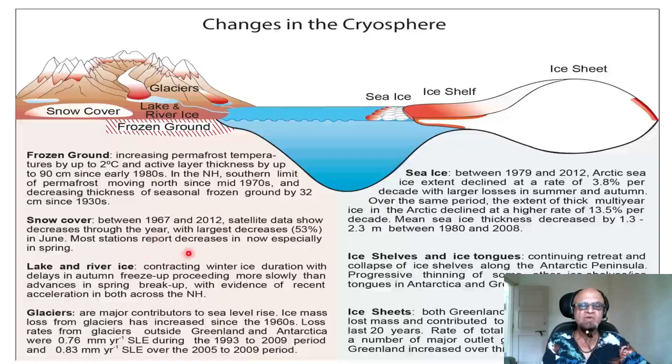And snow cover: between 1967 and 2022, satellite data show a decrease through the year, with the largest decrease of 53% from 1967 to 2012.